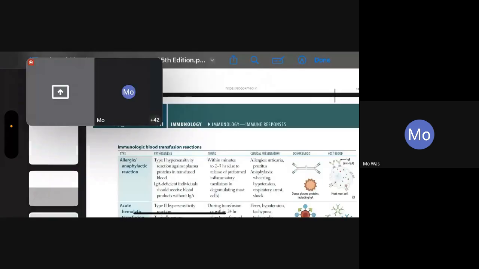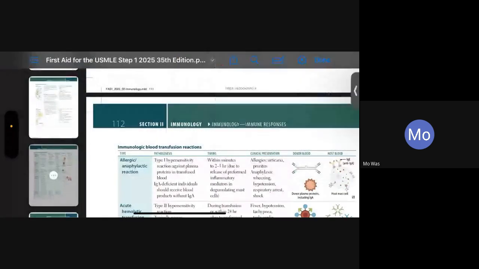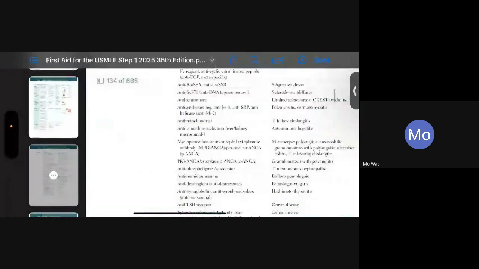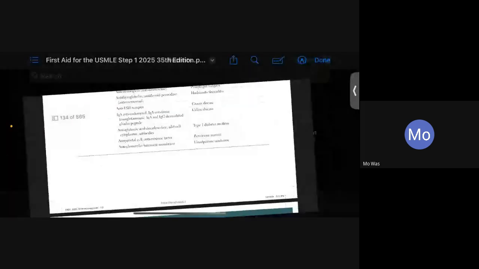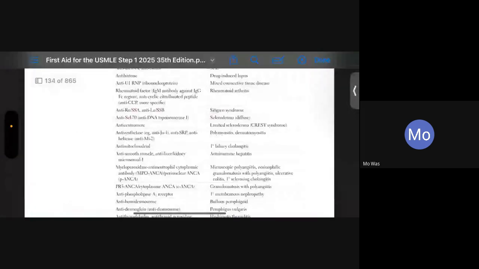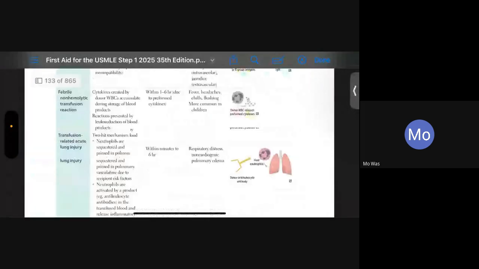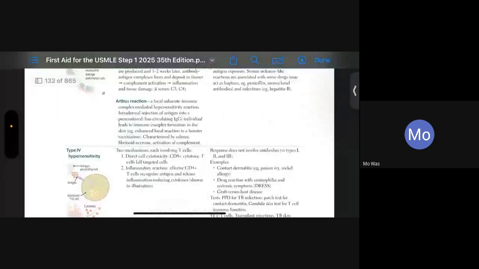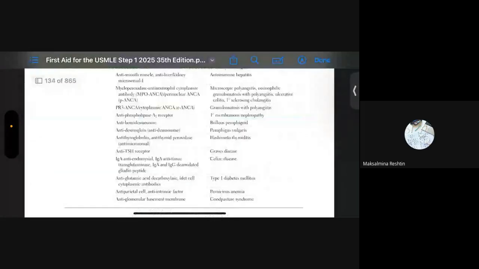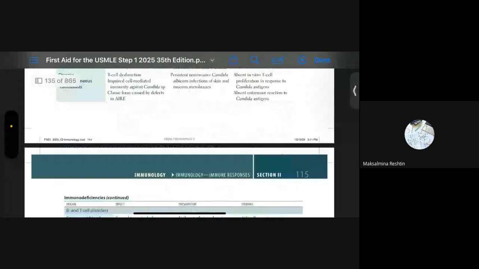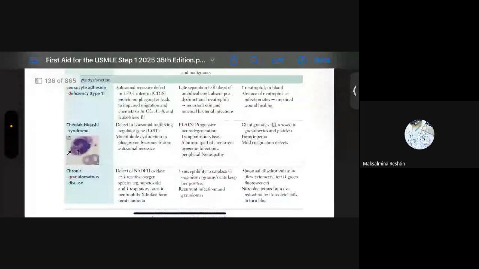Okay, so that was all about our hypersensitivities, right? So let's discuss our next one. What was the next topic? That was your transplant rejections, right? Graft versus host. Yes. Let's see transplant rejections now.